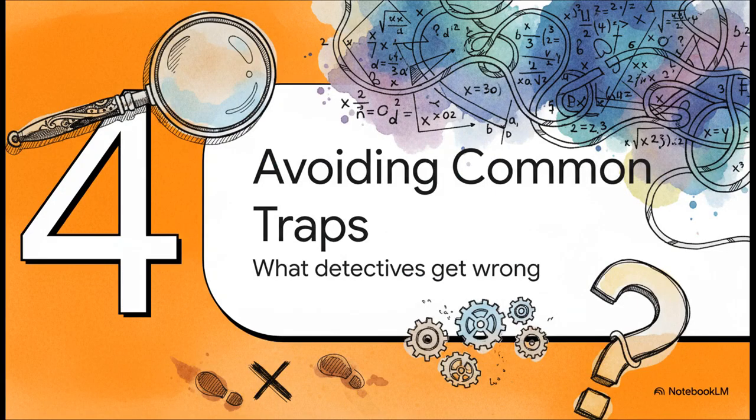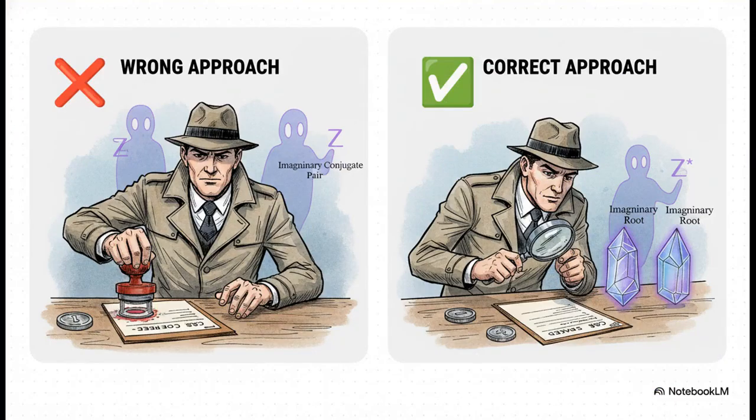So you've seen the workflow in action. But hey, even the best detectives can fall into a trap. Let's go over a couple of common mistakes so you can make sure your investigations are always successful. This is probably the biggest pitfall right here. Someone finds one real root for a degree 3 polynomial and they just stop. They close the case. But they're forgetting the promise from the fundamental theorem. It guarantees 3 zeros. If you've only found one, you have to keep digging for that hidden complex conjugate pair.